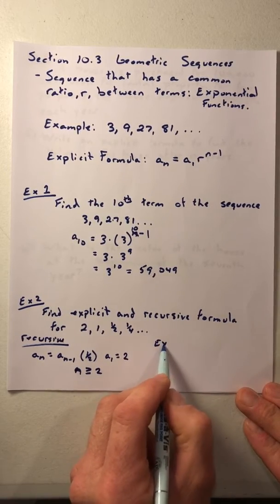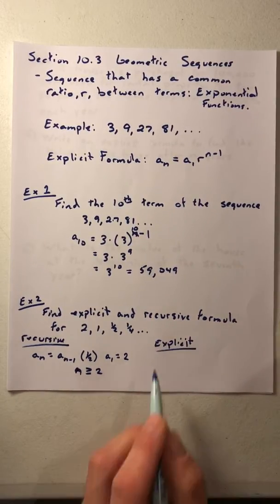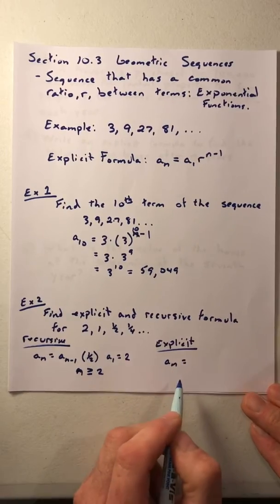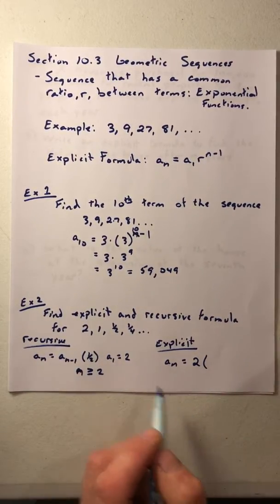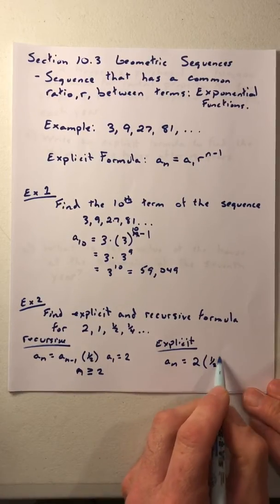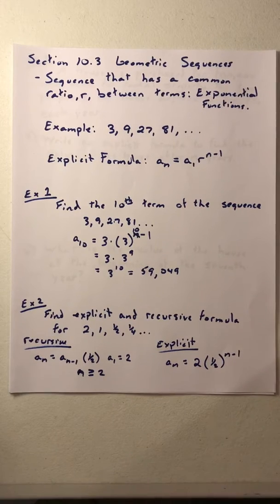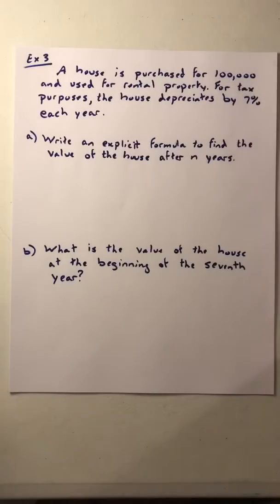Explicitly, how does this look? Well, my explicit formula, again up here, we know that a sub n is going to equal the first term, which is 2, and we're going to multiply it by the common ratio, which is 1/2, to the n minus 1. And that's going to give us our recursive and explicit formulas.